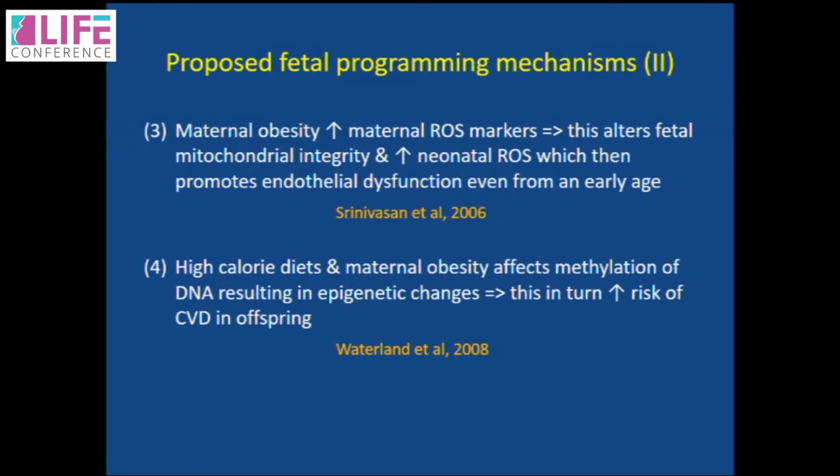The third proposed mechanism, proposed in 2006, was that maternal obesity increased maternal reactive oxidative stress markers, and this alters fetal mitochondrial integrity and increases neonatal reactive oxygen species, which in turn promotes endothelial dysfunction even from an early age. And last but not least, the fourth and final proposed mechanism is that high caloric diets and maternal obesity affect DNA methylation, which results in epigenetic changes that increase the cardiovascular risk for the offspring.